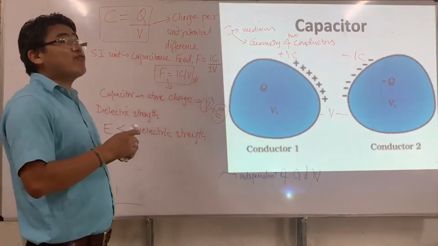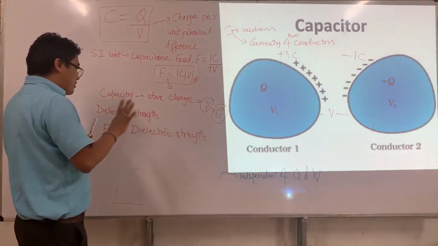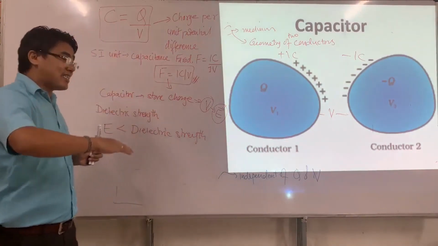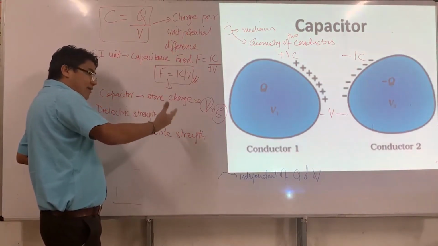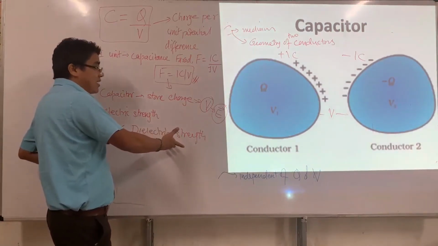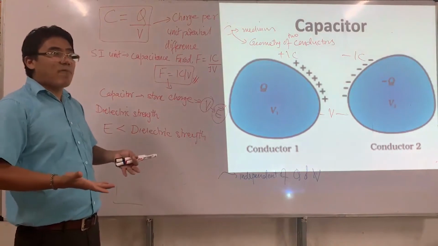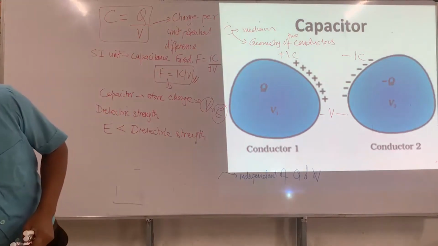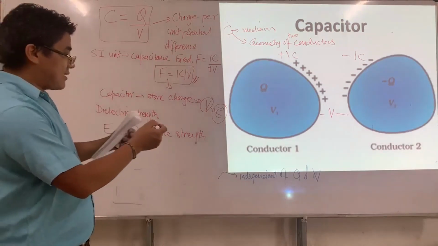So every time you have to keep the electric field below the dielectric strength. A dielectric has a limit, and the limit of a dielectric is the dielectric strength. You can't go on and put an electric field more than the dielectric strength. If the electric field is more than the dielectric strength, then the dielectric does not act like a dielectric, because it will conduct electricity. So this is very important. When we talk about air, it has a dielectric strength.